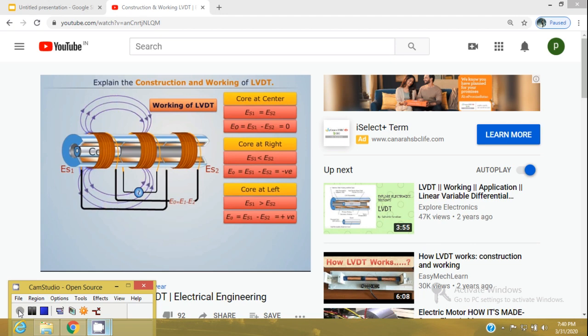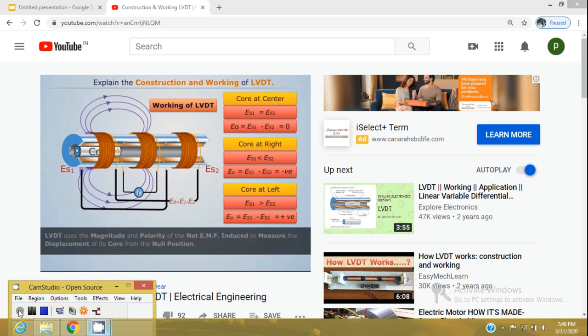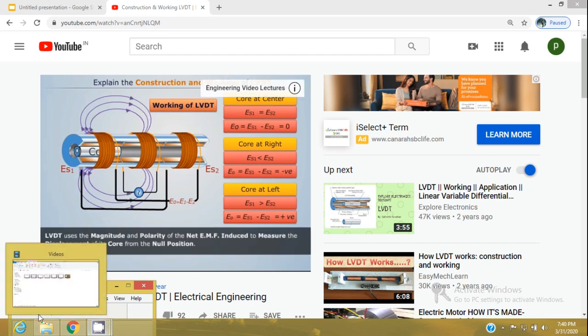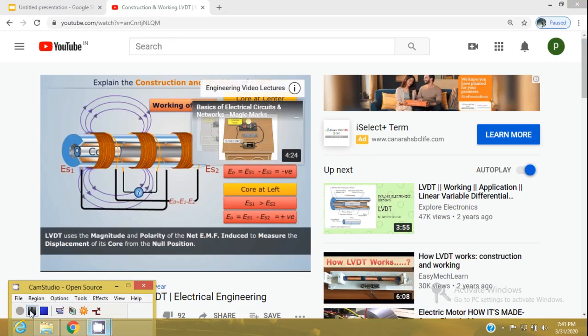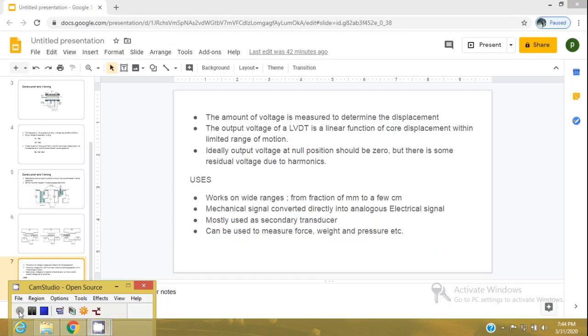The output voltage E0, when the core is at the left side, will be a positive voltage. So this is the animated video available on YouTube. The amount of voltage is measured to determine the displacement. The output voltage of an LVDT is a linear function of core displacement within a limited range of motion. Ideally, the output voltage at null position should be 0, but there is some residual voltage due to some harmonics.